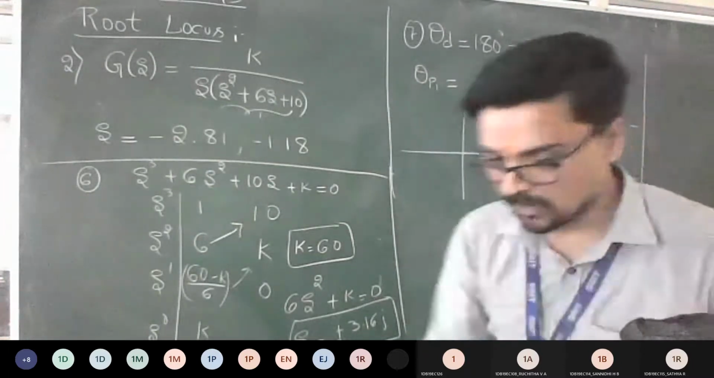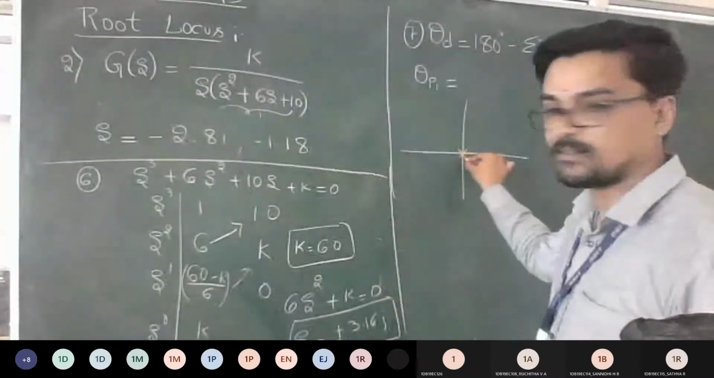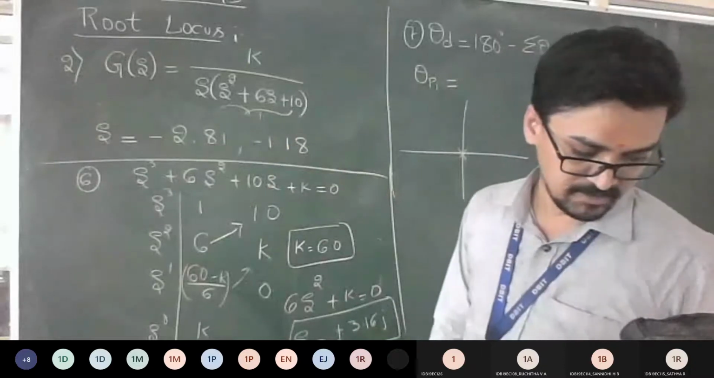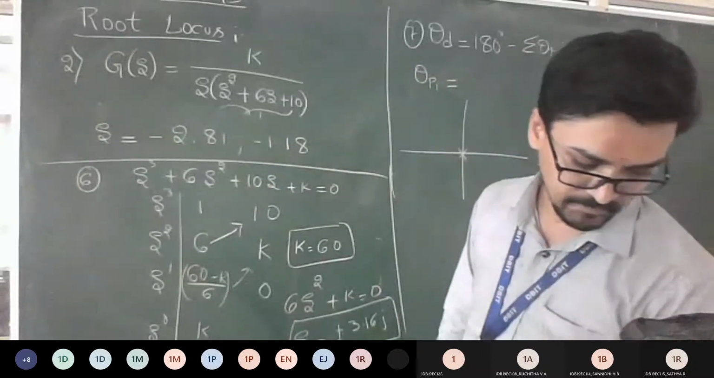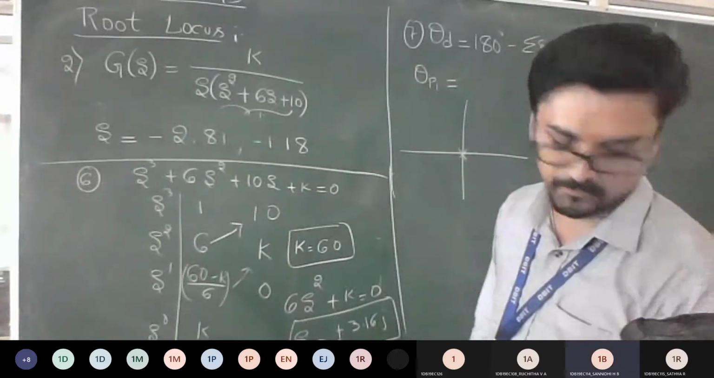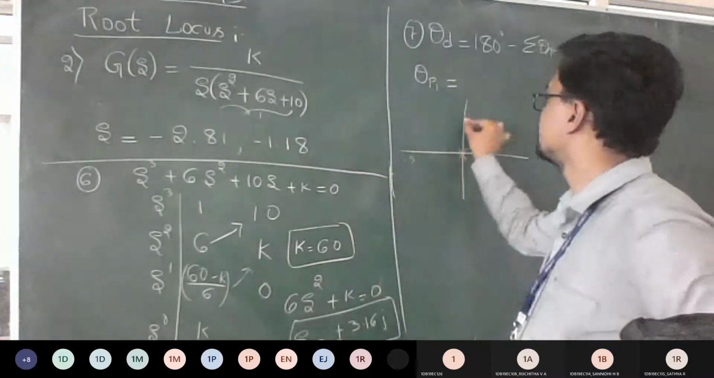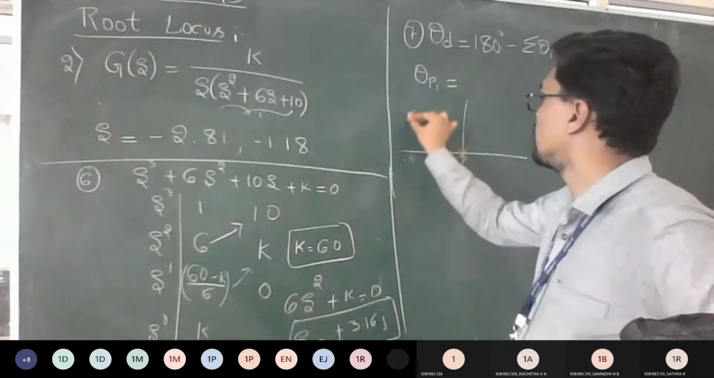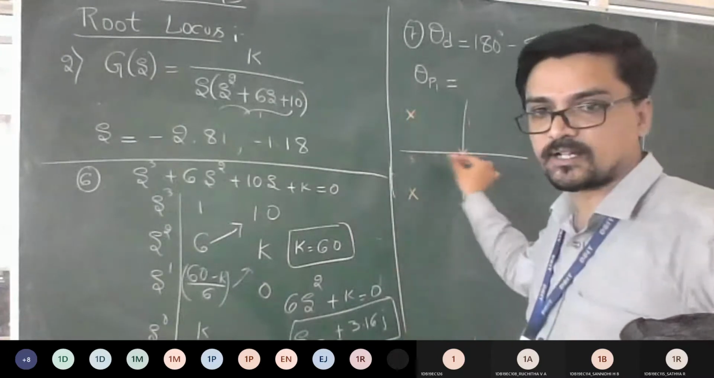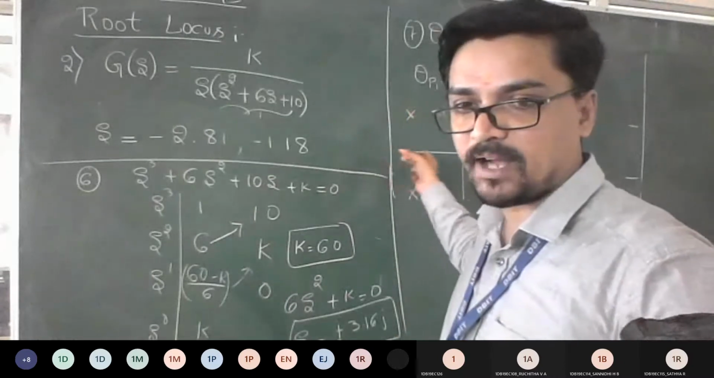What are the poles now? Poles are at 0, then minus 3, and minus 2 plus j. So minus 3 will come somewhere here. So j is here, minus j is here. One pole is here, one pole is here. Now there is no root locus here. Agree, everyone? There is no pole where I can mark on the x-axis.